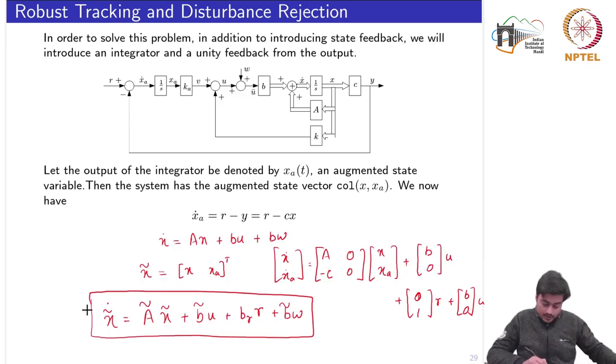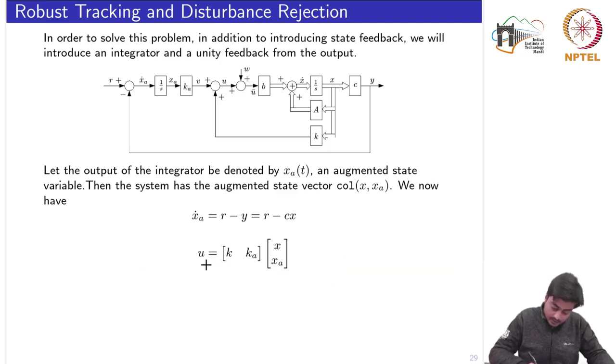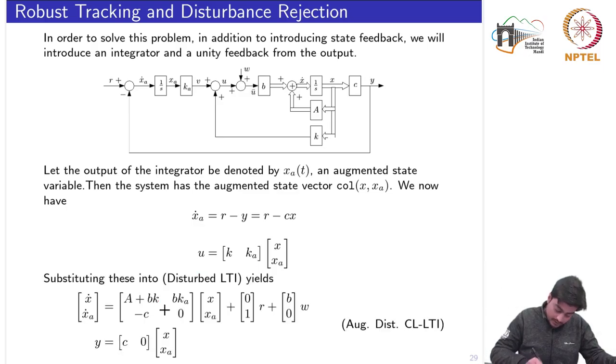Okay, now for this plant we design the controller as u equals the vector K and Ka, taking the feedback from the augmented state, which is x tilde. So we can say this as K tilde, and this one as x tilde, which we have assigned. So our u would be given as K tilde x tilde.